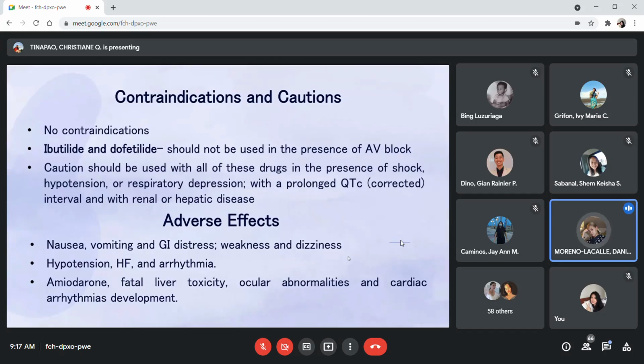And then here we have Amiodarone. Amiodarone has been associated with fatal liver toxicity in long-term use. There are also ocular abnormalities, such as optic neuropathy, wherein Amiodarone can cause permanent visual changes. And then cardiac arrhythmias development, so it could worsen or develop arrhythmias. Next slide, please.